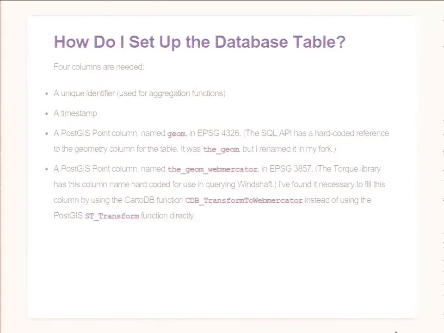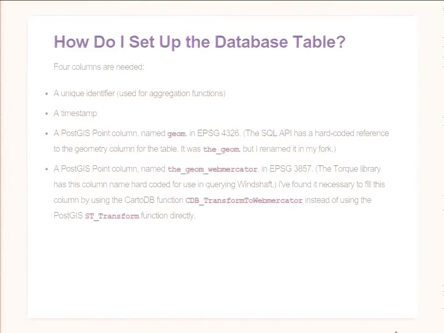And then for the table itself, it's pretty straightforward. You've got the identifier for the object, not for each row, but for each object we want to track over time, the timestamp for the recording, and then two different point columns in two different projections: your standard WGS84 for the data, that's what the SQL API expects, and then Web Mercator, which Windshaft is looking for so it can render a little quicker.